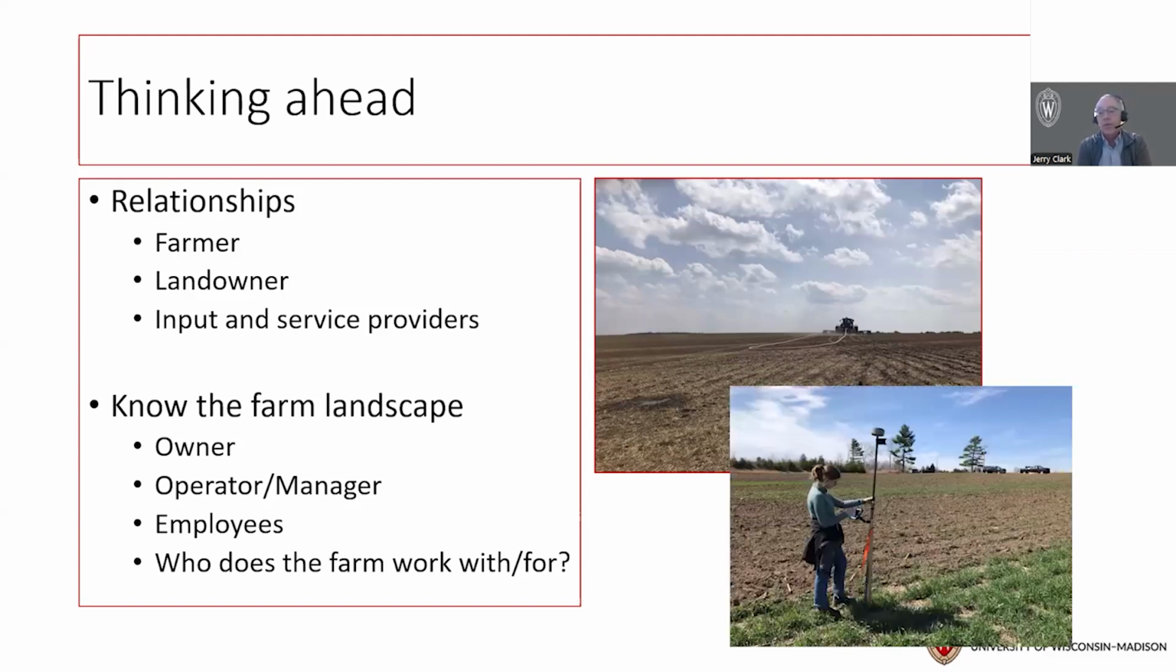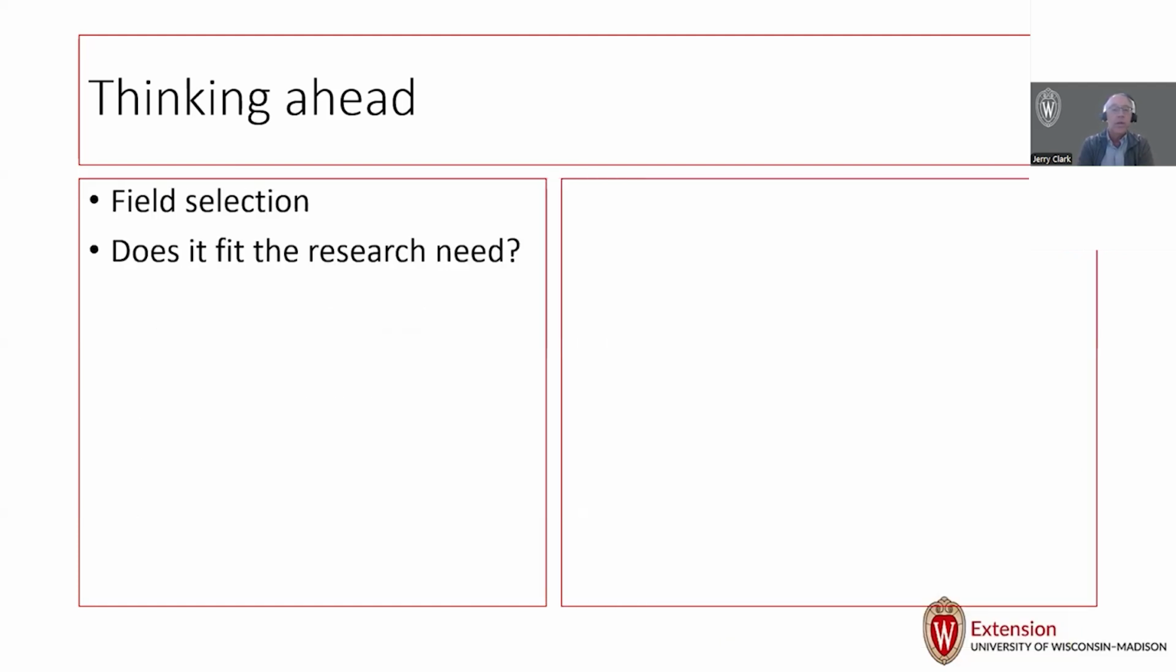And then also someone like a land conservation department, or you might have a service that does some GPS work or some type of specific service that needs to be done. Who do they work with? Who do they want on their land? Who do they want you to work with in those situations? So again, knowing that farm landscape can help answer and avoid some of those issues that might pop up during the growing season.